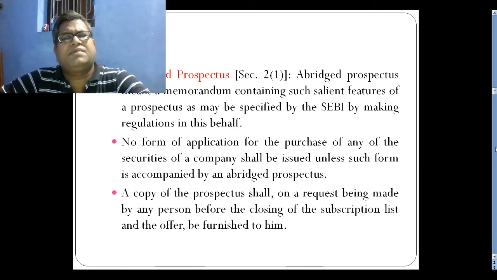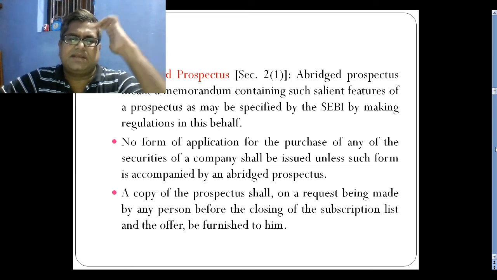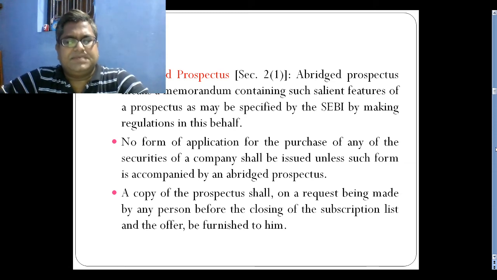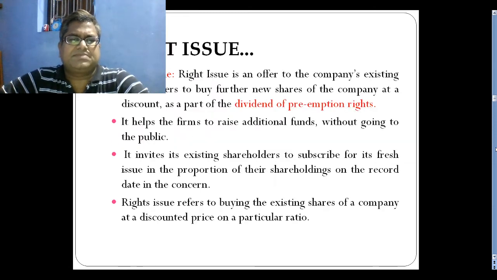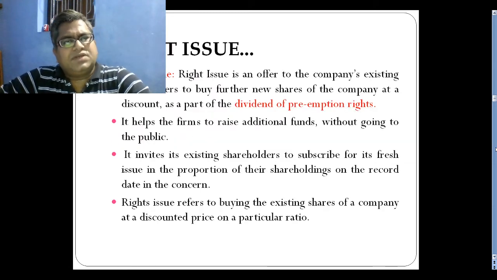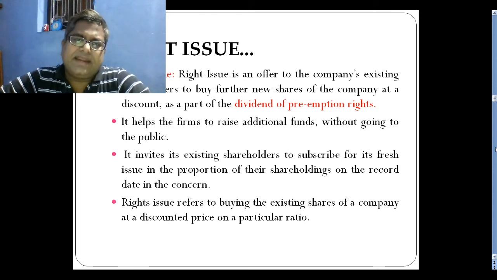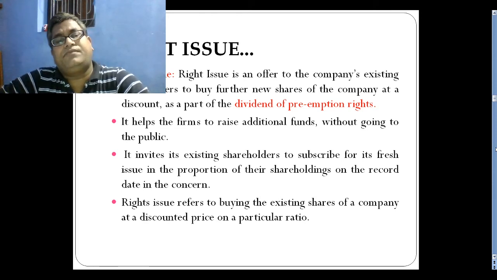I mean, this type is not a prospectus, it's as per the SEBI guidelines. Some of the regulations can be kept, containing salient features, and that is called an abridged prospectus. My dear students, the second method of issue or raising of funds is called a rights issue.